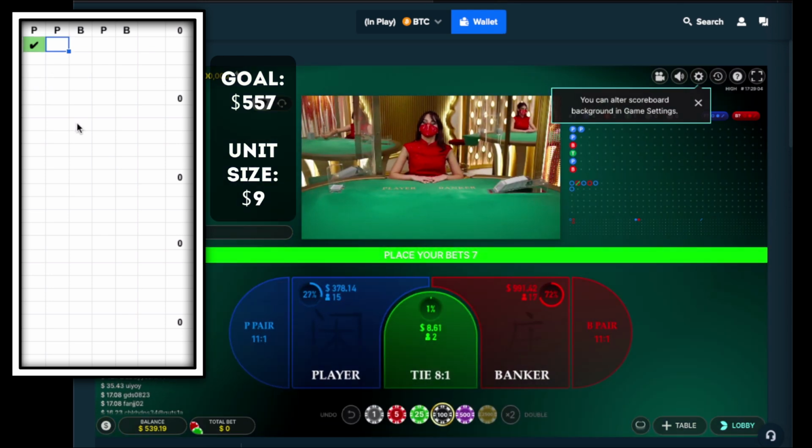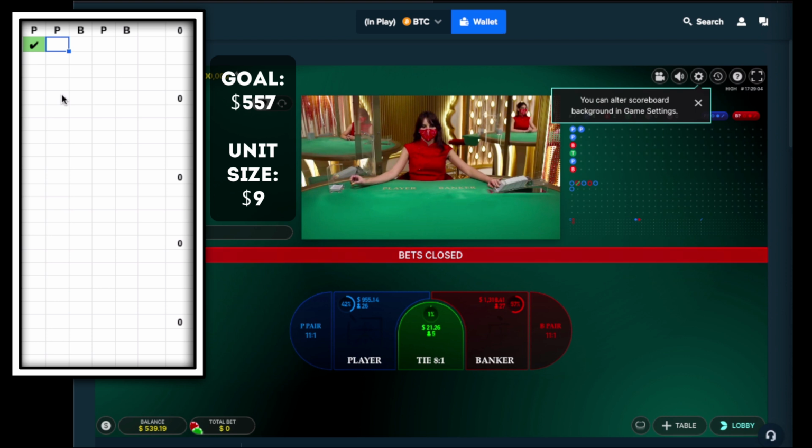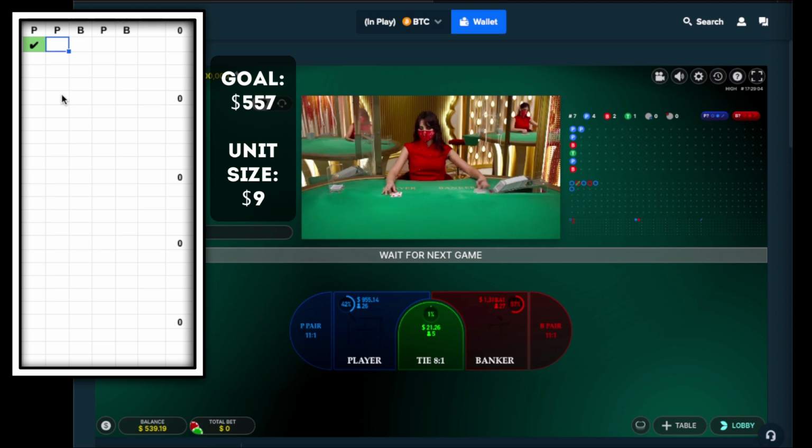Since we got a player, I put check mark for player because it matched our 5 pattern here. And as mentioned before, if you don't know how to play the Hong Kong Baccarat strategy, check the link in the description so you know what I'm doing.